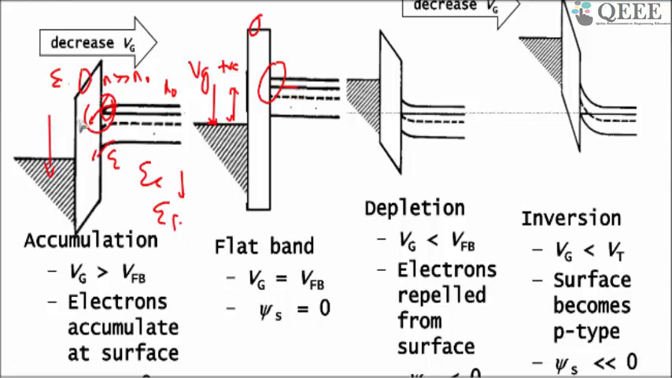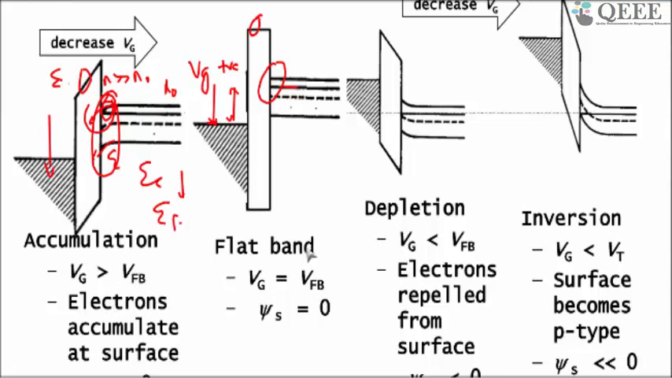You are modulating the electron concentration by applying a field. Depending upon whether you are applying a positive field or negative field, you are modulating the surface concentration. In this case we are accumulating the surface; your electrons are being accumulated at the surface.